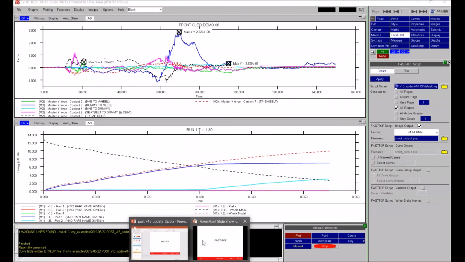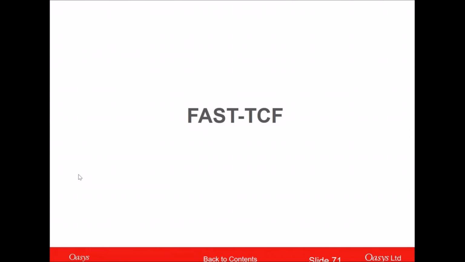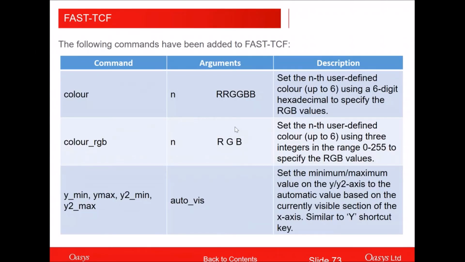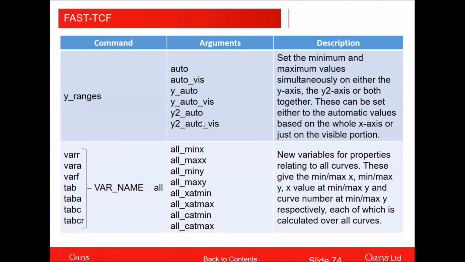There are a number of new things we've added to FastTCF, which I've just documented here. I'm not going to go into them in great detail. There's the ability to have user-defined red, green, blue colors, perhaps to color your different graphs, your different curves, sorry. You can easily set the y-axis ranges, and you can extract min and max values across all of the curves.